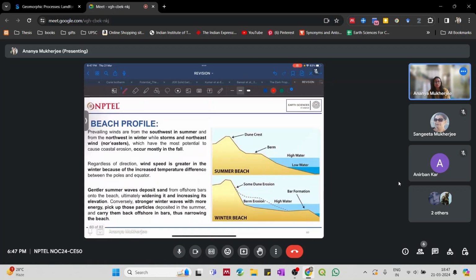And so the beaches are actually a large depositional feature that is created by the coastal geomorphic processes. But beach profile can, you know, differ with seasonal changes also. So in summer the beaches actually grow in size, whereas in winter a lot of erosion happens due to the changes in the wind speed and the storm occurrences that happen in coastal areas.